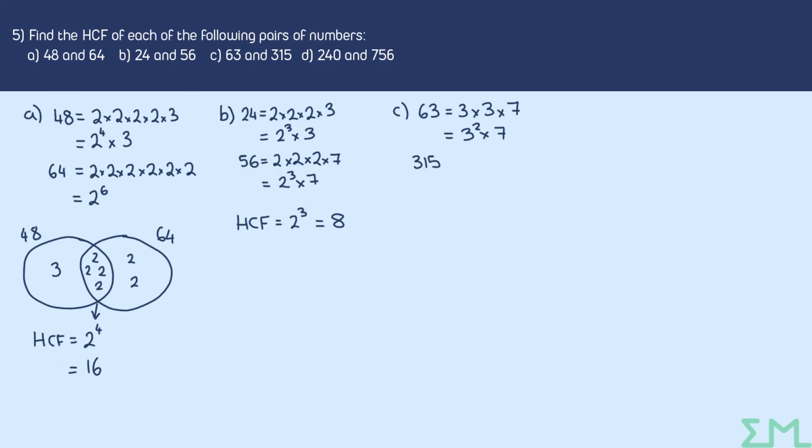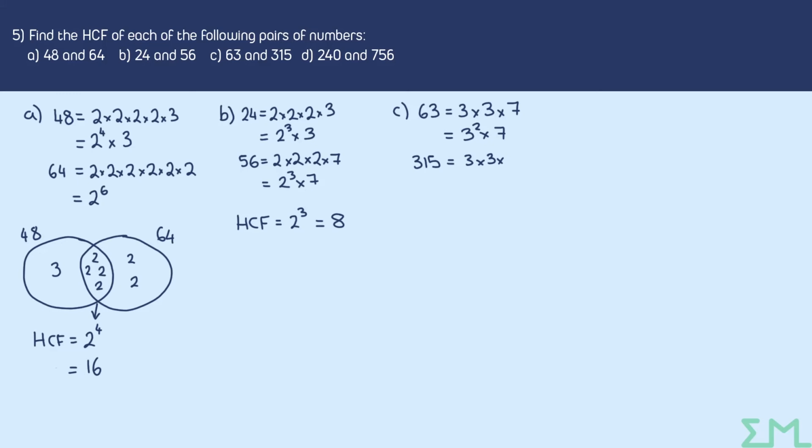315. This cannot be divided by 2 either, so I will start with 3. 3 goes into 315 to give 105. Can 105 be divided by 3? Well, 1 plus 0 plus 5 is 6, so yes. So I can divide by 3 again. 3 goes into 10 3 times, take 1 over. 3 goes into 15 5 times, so that gives us 35.